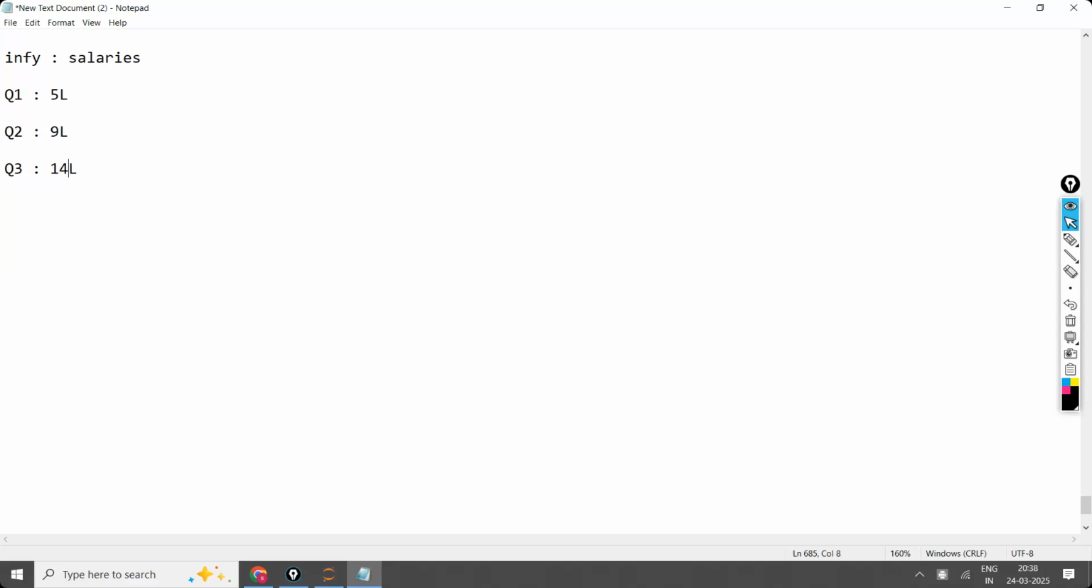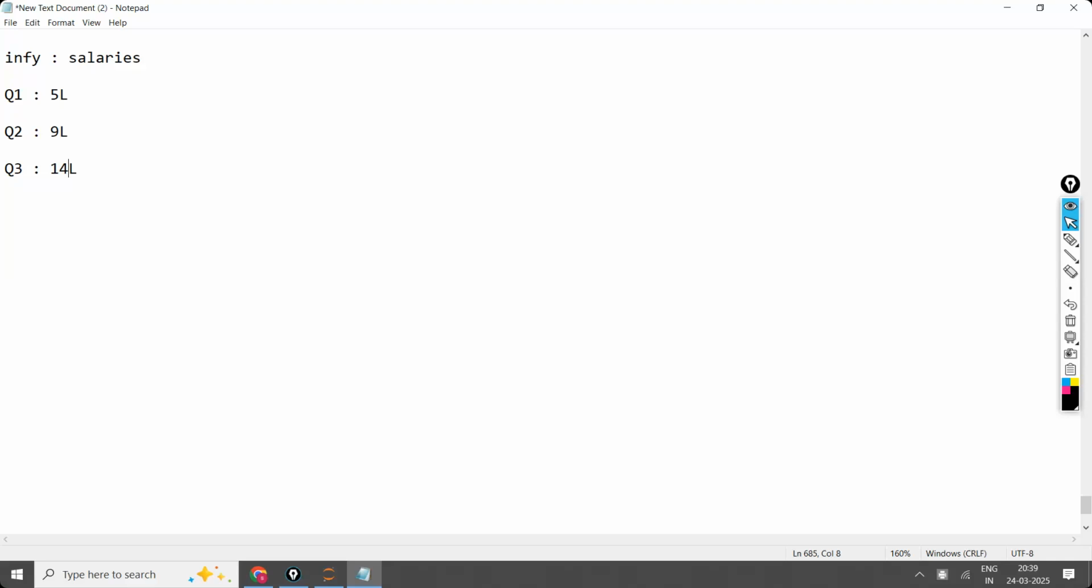Q2 value is 9 lakhs. What is the meaning? 50% of the people who are working in Infosys, that might be 10 lakh people or 5 lakh people, I don't know how many people are working, but within that, 50% of the people are receiving less than 9 lakhs. Point is clear? Q3, 75% of the people are receiving less than 14 lakhs. For analysis purposes, we are going to use this. Point is clear, everyone?